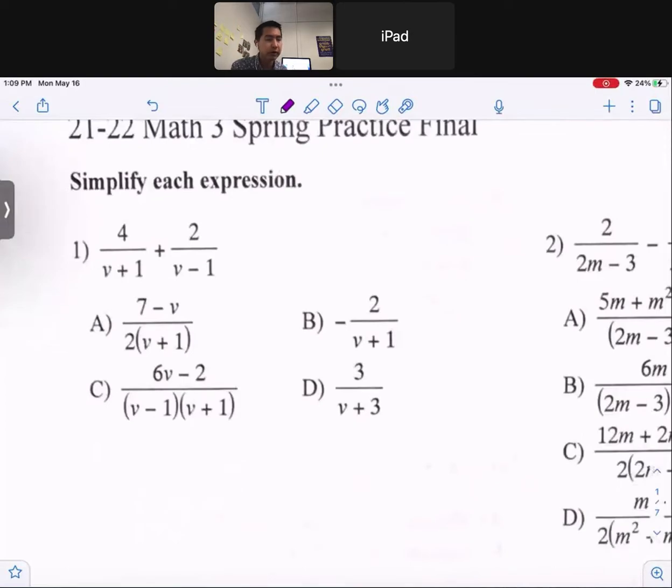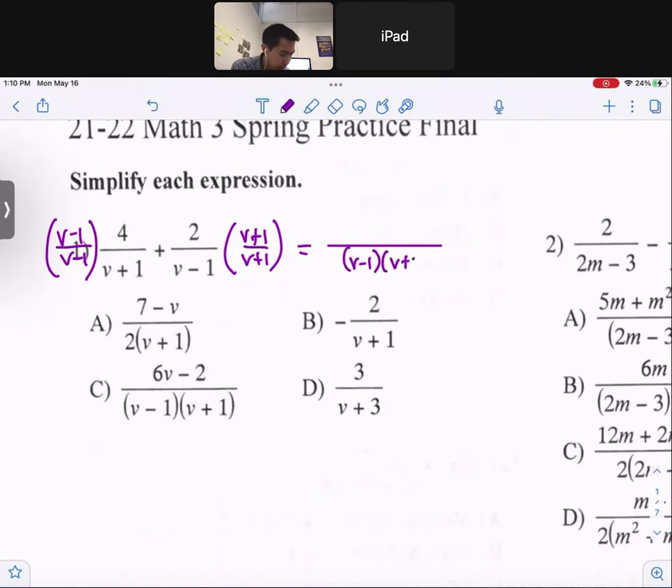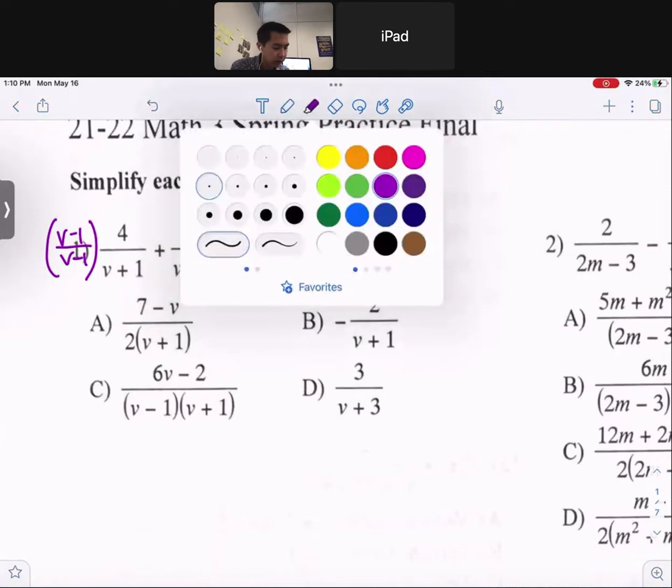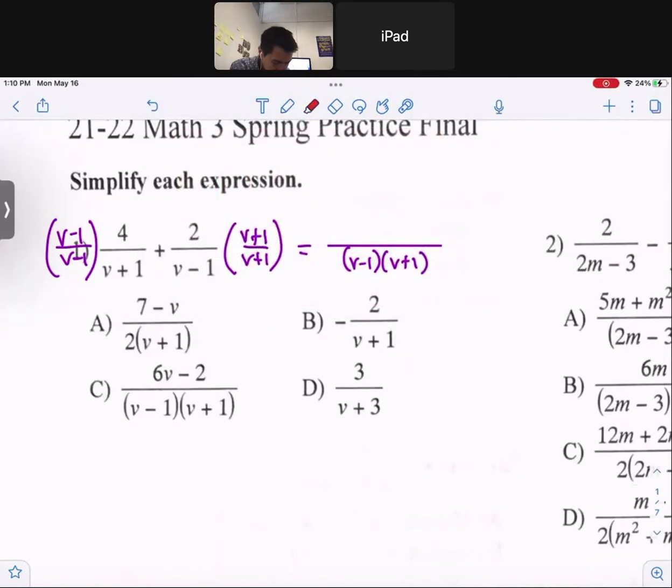The trick for this one is you have to get this expression to be one singular denominator. You look at the denominators, and you have to get both denominators to be the same. So on this side, we're going to multiply by v plus 1, and on this side, we're going to multiply by v minus 1. Both now have the same common denominator of v minus 1 times v plus 1. Then on top, you gotta distribute this 4 to both, and distribute this 2 to both.